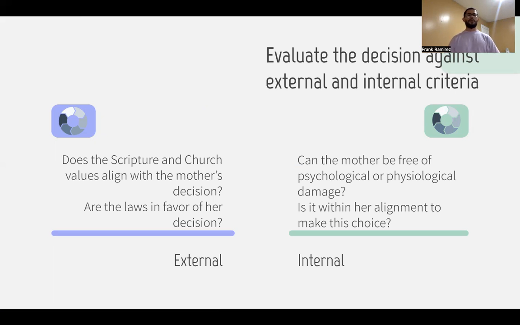Internally, can the mother be free of psychological or physiological damage? And is it within her own alignment to make this choice? Depending on what the mother decides, if she were to have the baby, she could experience psychological damage from the burden of losing the child after giving birth. And depending on her own alignment, if she were to decide pro-choice and have this abortion, is this something that she could live with for the rest of her life? Is this something that would stick to her, be a burden for the rest of her life? So in both scenarios, she can still have this burden, and it really ultimately plays out on what her belief system and spiritual, social values are.